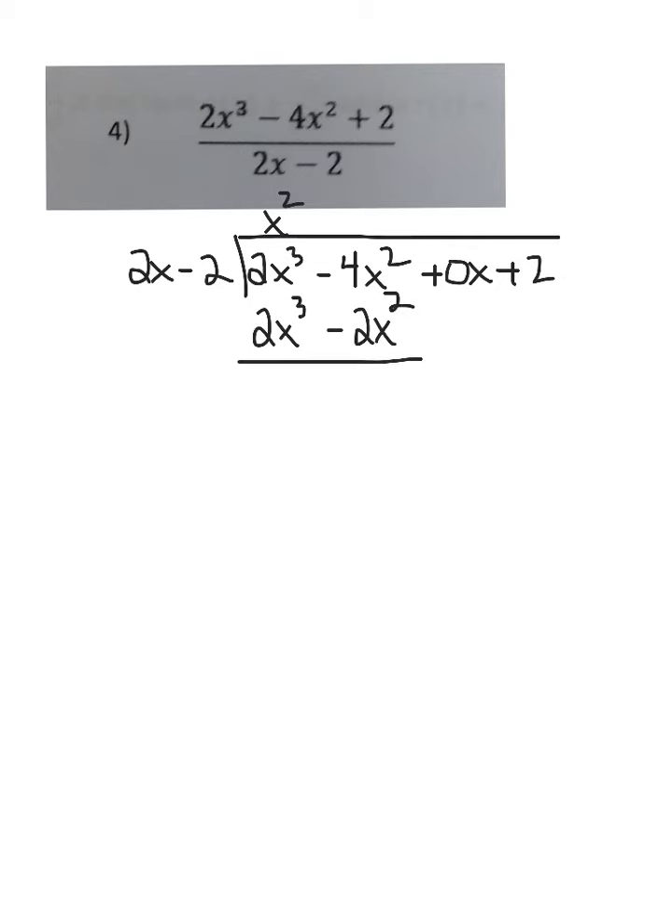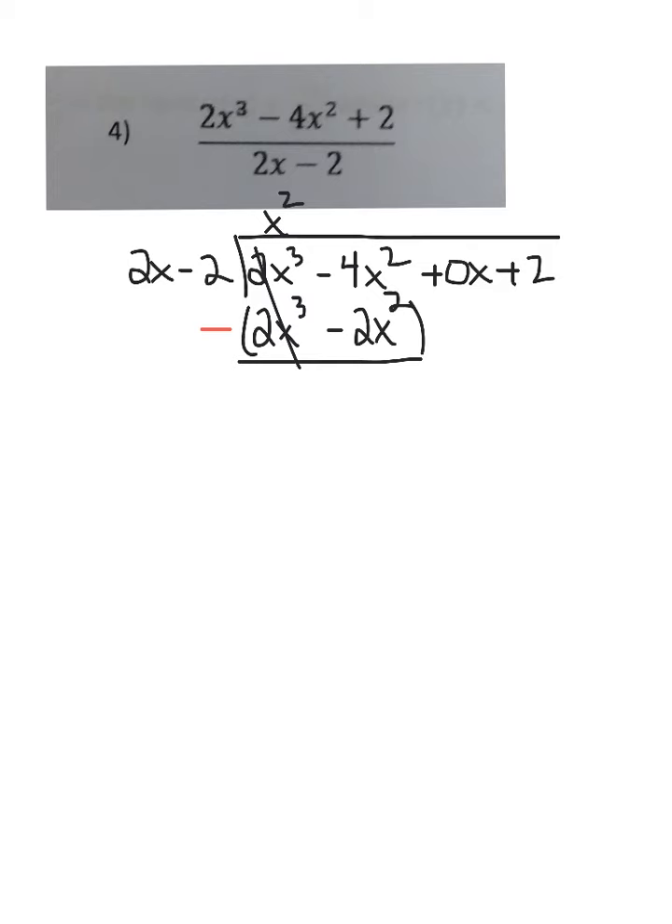Okay, and I'm getting that by multiplying this negative 2 times that x squared. Okay, all right, now we know that we are then supposed to take these and we're going to subtract them. And when I subtract right here, 2x cubed minus 2x cubed, remember we always want those terms to cancel out, so off those go.